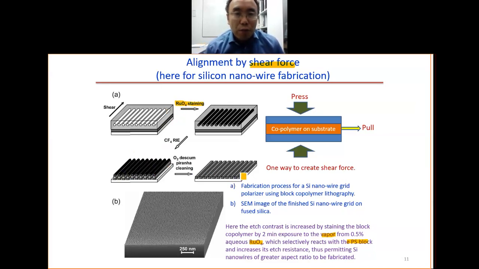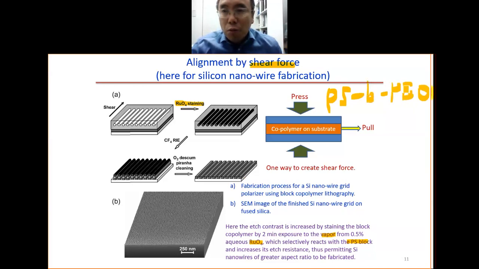Then you can do the pattern transfer into the substrate. For this example, it is the polystyrene block. I believe the other one is the PEO. This is the polyethylene oxide. The polyethylene oxide can be removed by the oxygen plasma, by CF4 plasma. But polystyrene cannot be removed, because it contains ruthenium, Ru.